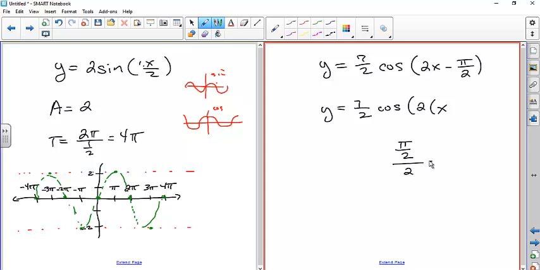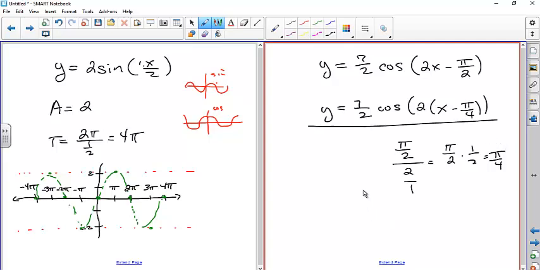So you take pi over 2, divide by 2, which is the same as pi over 2 times the reciprocal of 2, which is 1/2. So I get pi over 4. So this is going to be minus pi over 4. Now in this form, you're going to have the right situation.